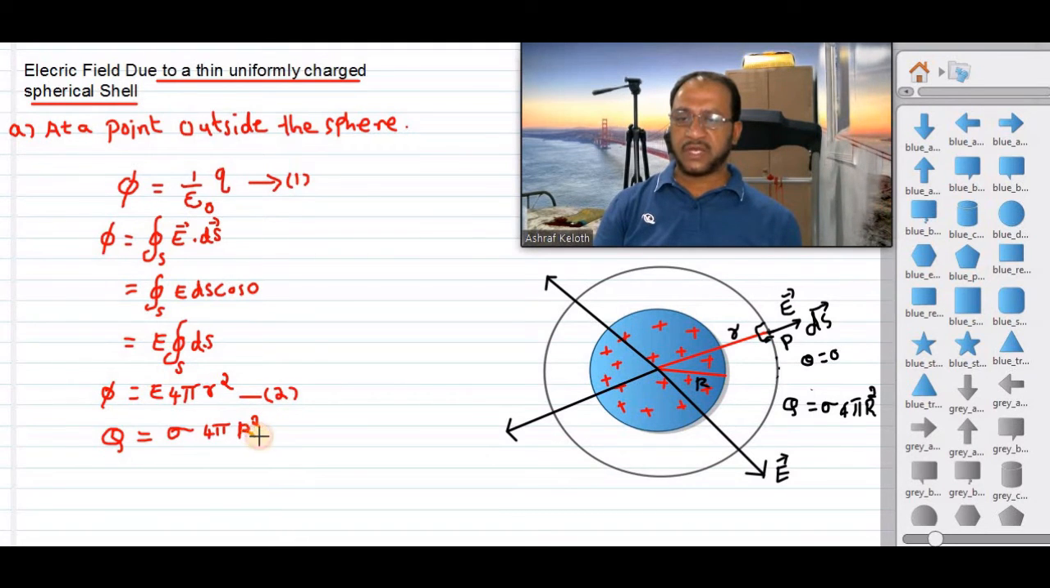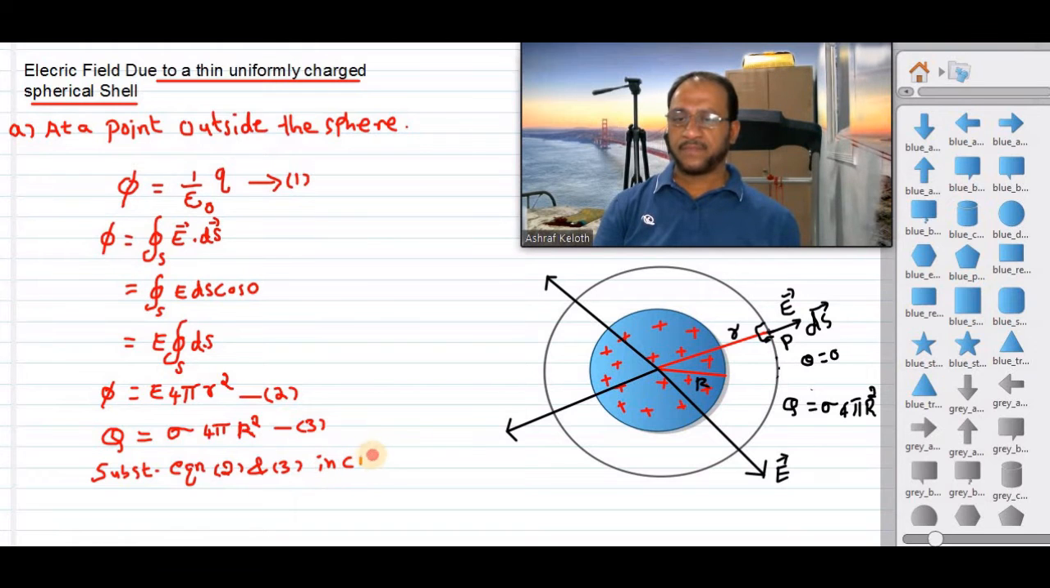And take this equation as equation number 3. Now we can substitute equations 2 and 3 in 1. So next step, write down: substituting equations 2 and 3 in 1.